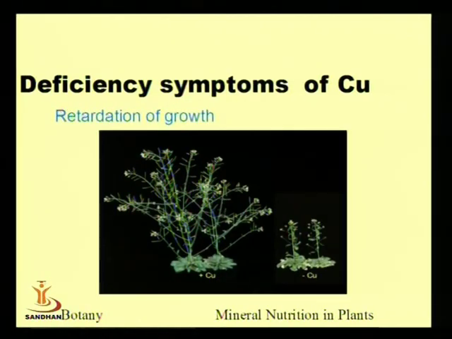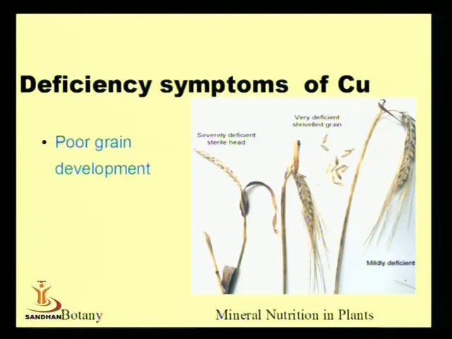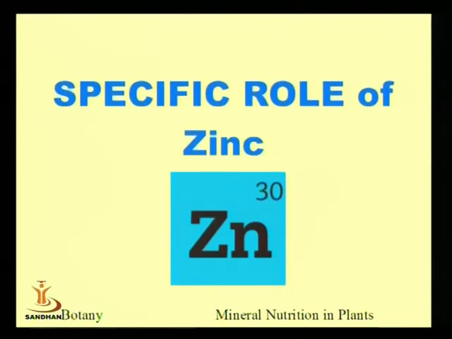Its deficiency results in retardation of growth because of its role in photosynthesis. Ultimately, there will not be production of food and this will result in growth retardation. Burning of leaves at the margin, rotting, and chlorosis, one can see very well in the photograph. Then there will be poor development of grain. If there is an efficient amount of copper, there will be good grain, otherwise there will be poor formation of the seeds.